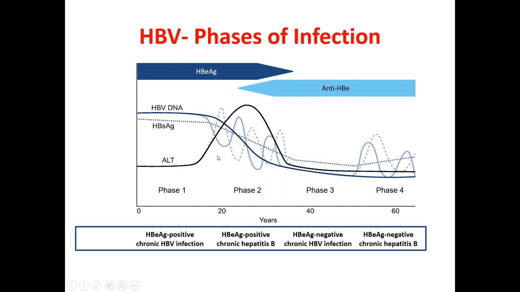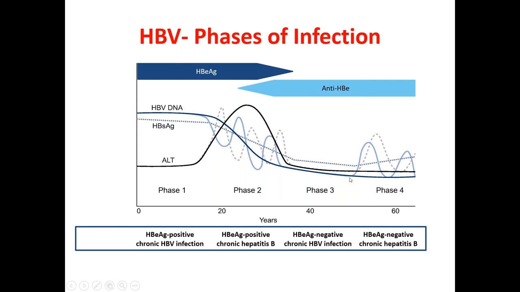Since your immune system is targeting the virus, the replication of the virus will go down, so DNA levels will start coming down, and also the S antigen titers. Over a period of time, the immune system will be able to control the virus. Now you will have a disease in which your enzymes will come down because the virus is not replicating anymore, and your DNA will be low. This we call HBeAg-negative chronic HBV infection.